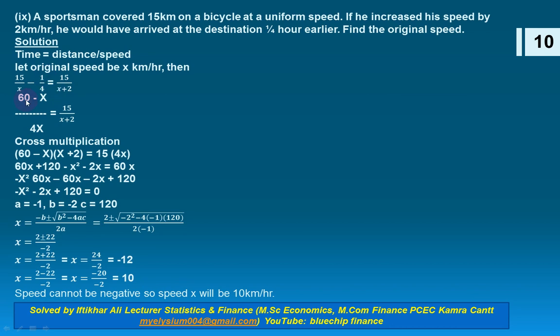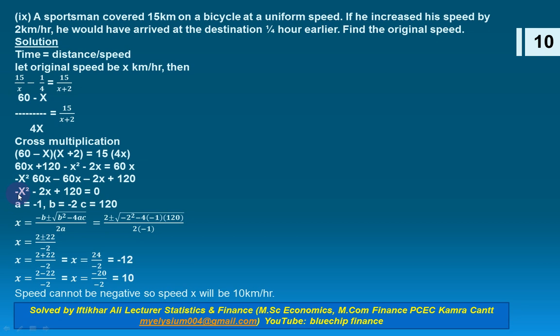So (60 minus x) divided by 4x equals 15 divided by x plus 2. Now we take the cross multiplication: (60 minus x) multiplied by (x plus 2), and 15 multiplied by 4x. After solving this, we have the result -x² - 2x + 120 = 0. Now it is in the form of a quadratic equation.